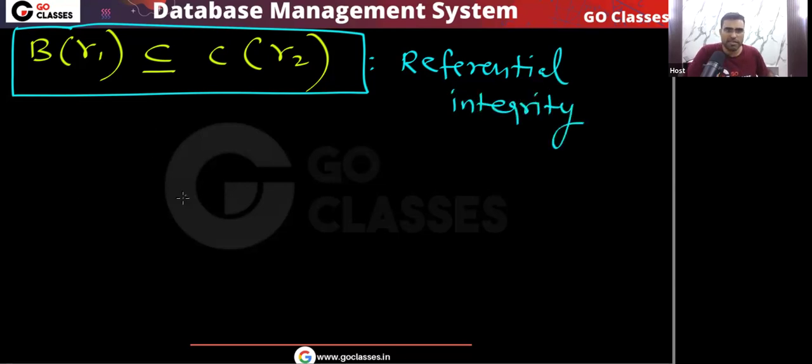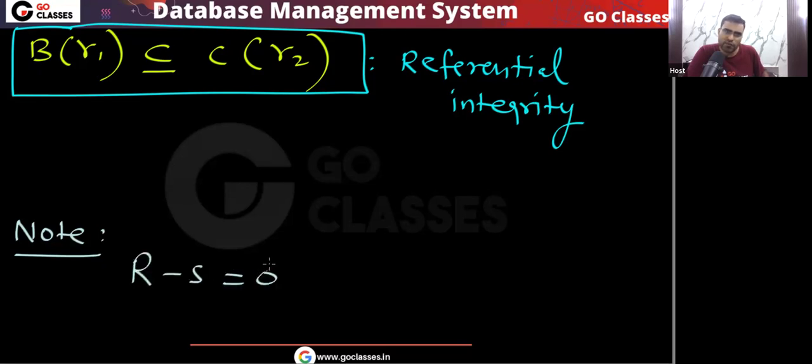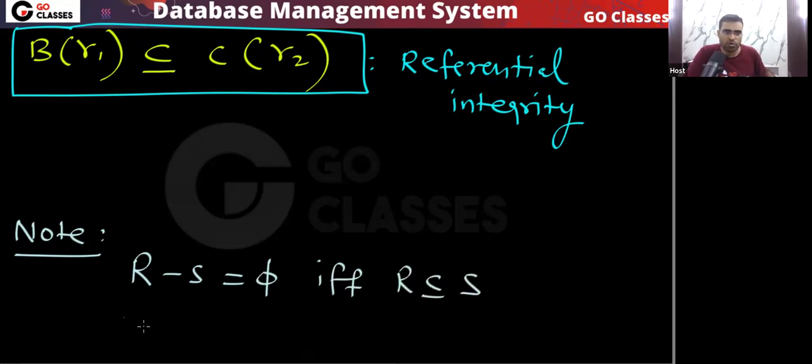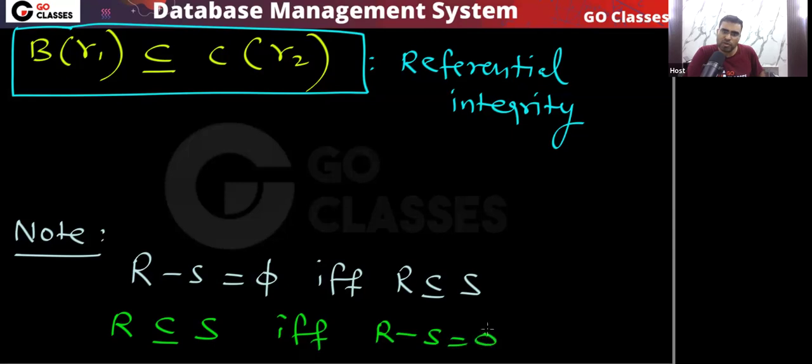Now you can easily see, if you want this to be a subset of this, then what should happen? This minus this should be equal to phi. That you already know. If you remember, this is the result: R minus S is phi if and only if R is a subset of S. If you want to say that R is a subset of S, then R minus S should be equal to phi. These are simple results.